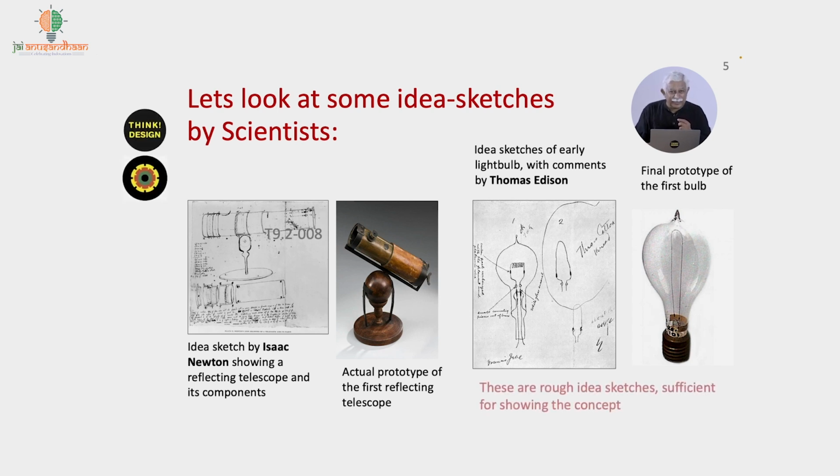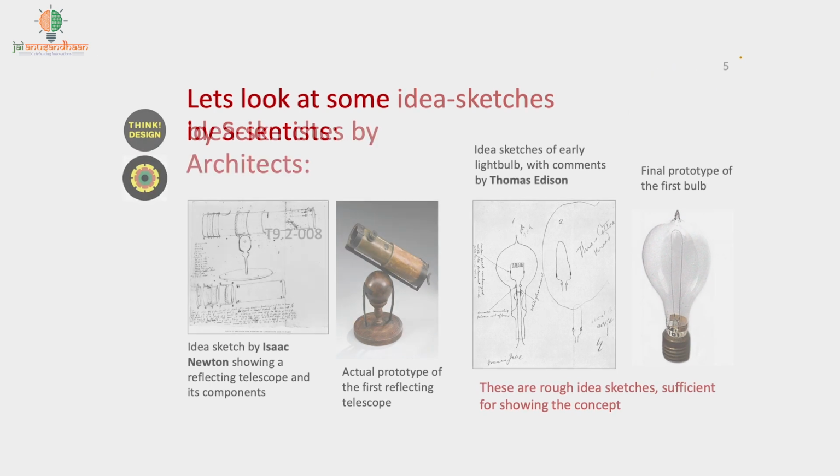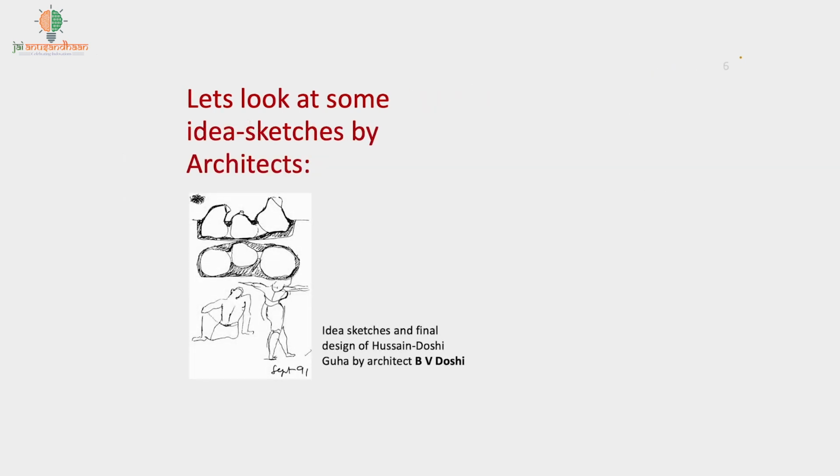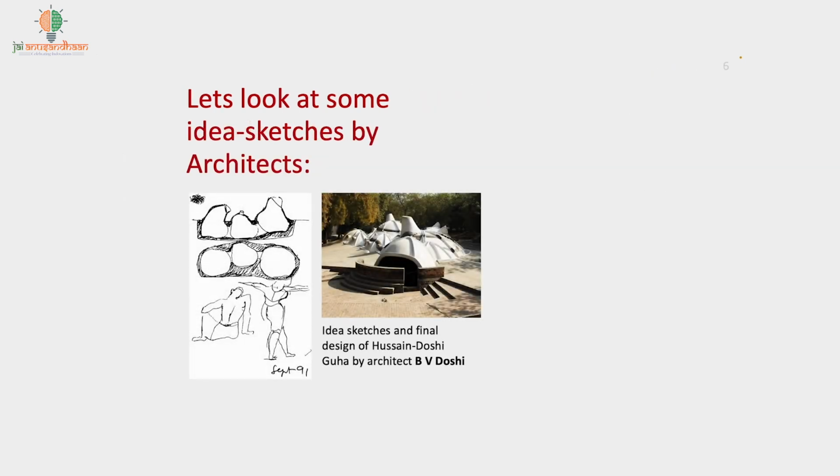Yeah, so let's look at some more. These are sketches by architects. This is by our famous architect B.V. Doshi. It's the design of the Husain Doshi Gufa, which is underground, and part of it you can see above the ground, and you can look at his rough sketches, which are basically ideation for this.